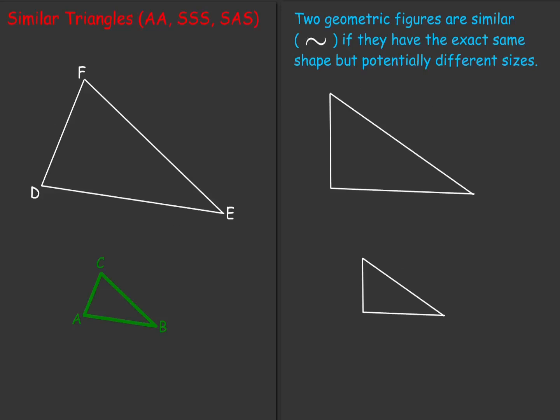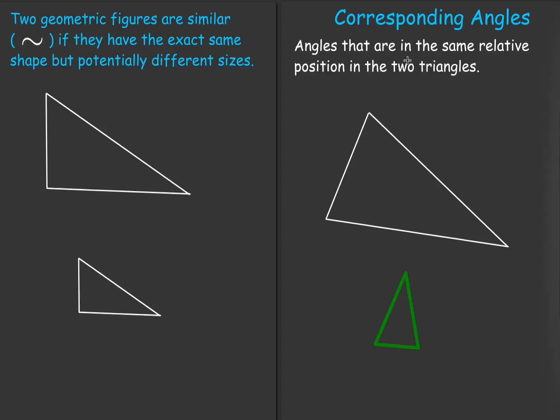So with that said, the next thing we need to understand before we can get to this whole concept is corresponding angles. Corresponding angles. So talking of corresponding angles, angles that are in the same relative position in two triangles, they are what we call corresponding angles.